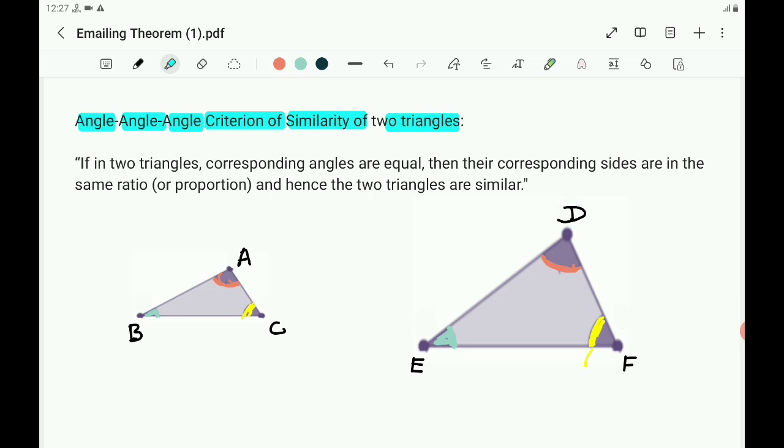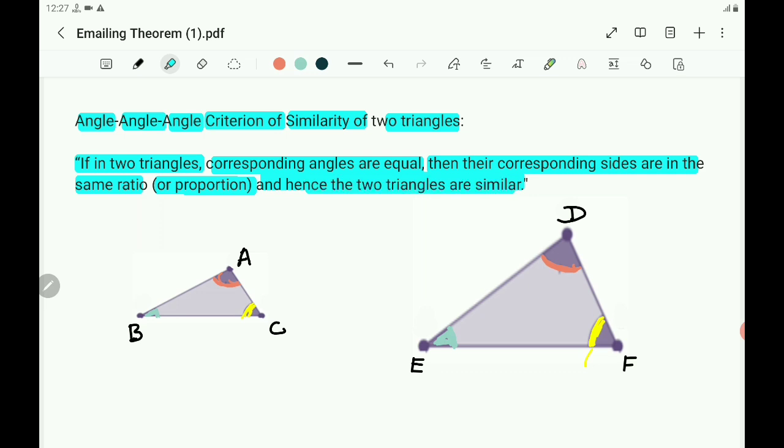Now let us state the angle criterion of similarity of two triangles. What is the statement? If in two triangles corresponding angles are equal, then their corresponding sides are in the same ratio or proportion, and hence the two triangles are similar. That means their corresponding sides are proportional, and the two triangles are similar triangles.